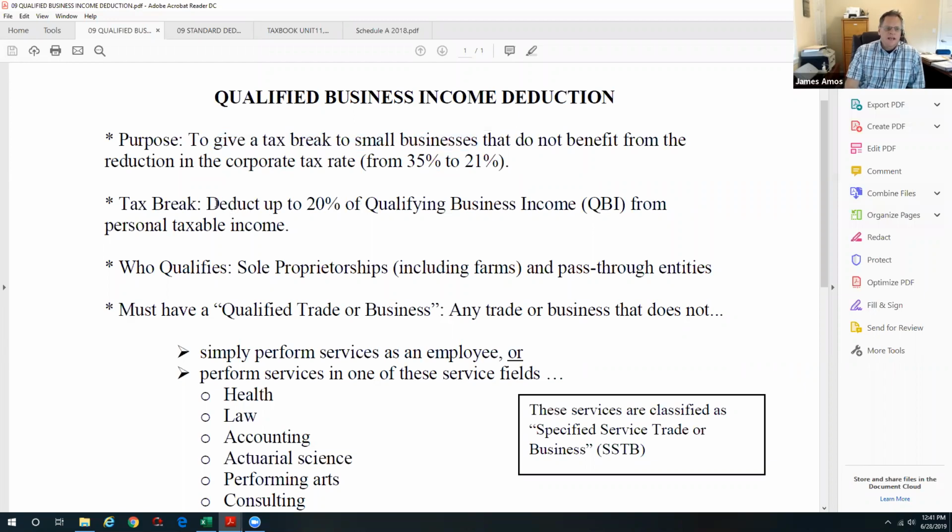So what is the tax break? Well, the tax break is they get to deduct up to 20% of their qualifying business income, or QBI for short. We'll talk about this, but they have a certain amount of net profit, and they're able to deduct up to 20% from their personal taxable income.